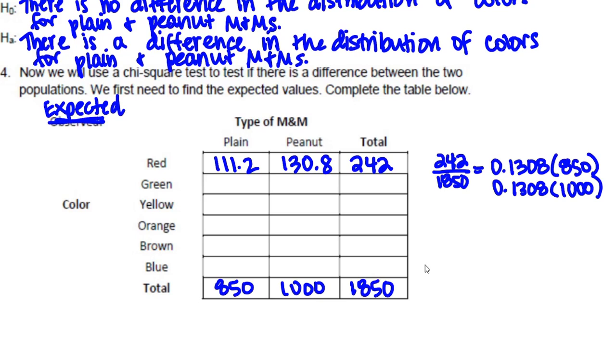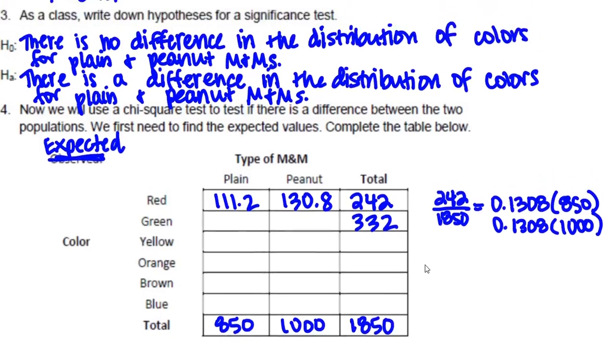I also could have done, of the 242 M&Ms, I expect 850 out of 1,850 to be plain, and then 1,000 out of 1,850 to be peanut. So now I want you to use that same method to find the rest. I'll help you with a couple. So let's just fill in the totals again.